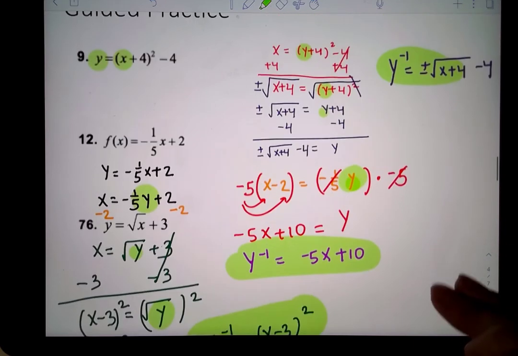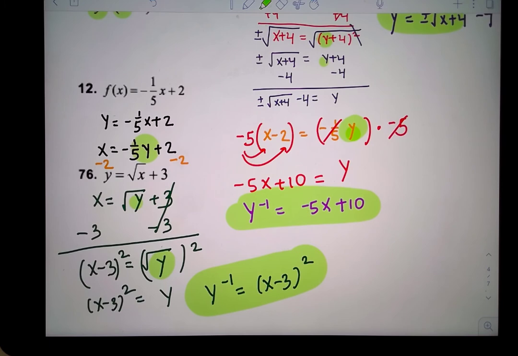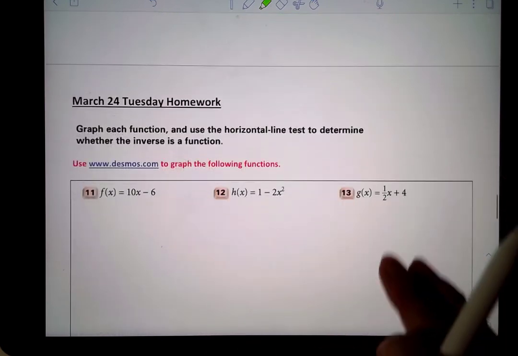So that's it, guys. Today I want you to make sure that you use the horizontal line test to figure out whether your inverse relation is a function or not, or whether the function is 1-to-1 or not. Okay? And we found the inverse equation algebraically. So you just switch x and y and you solve it for y. And then when you write the answer, you write y inverse. Okay? That's it.